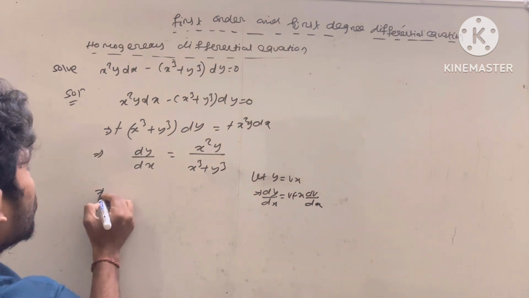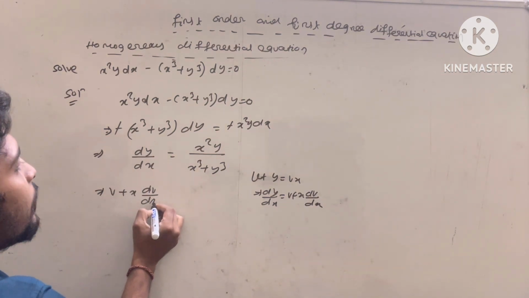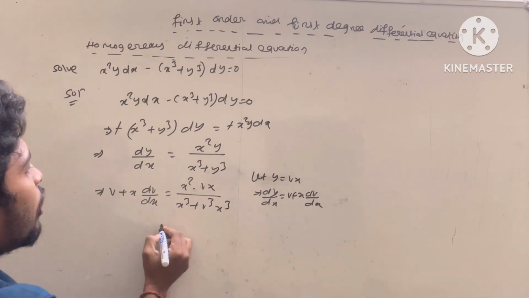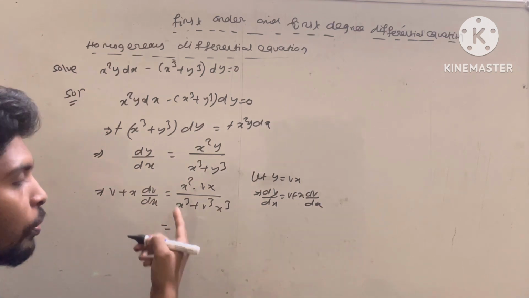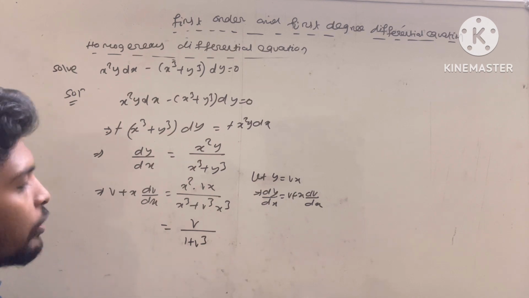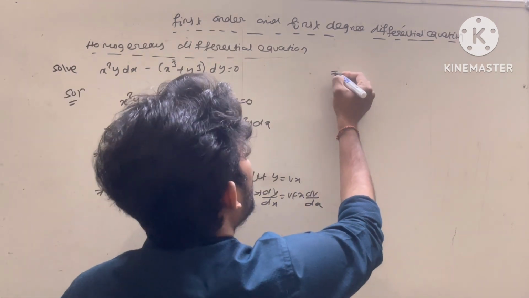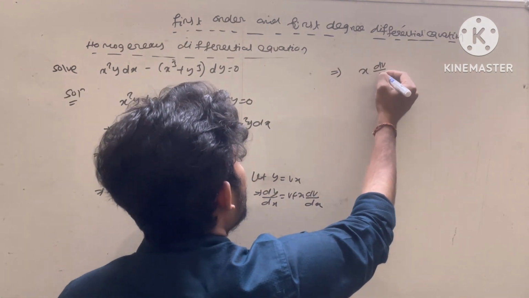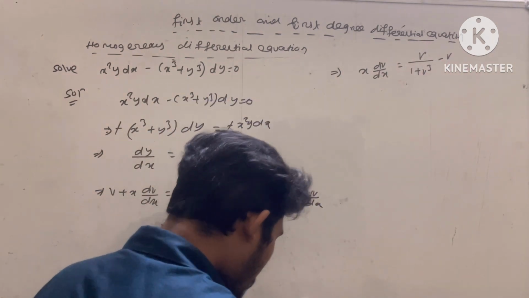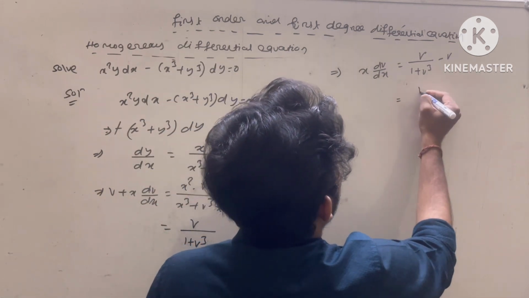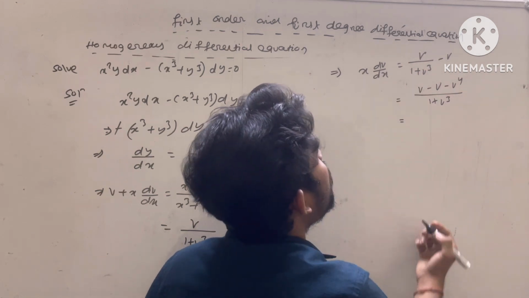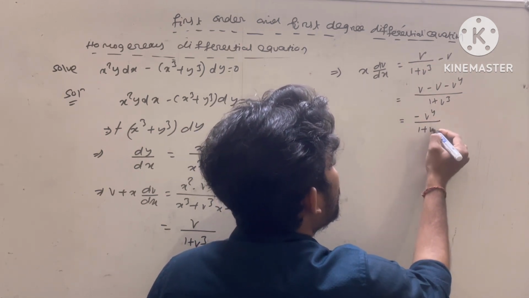So put it here. This is v plus x dv by dx equals x square times vx divided by (x cube plus v cube x cube). Now x cube is cancelled out from numerator and denominator, and this becomes v by (1 plus v cube), right? So now x dv by dx is what? V by (1 plus v cube) minus v. So this is v minus v minus v^4 divided by 1 plus v cube. So this becomes minus v^4 by (1 plus v cube).